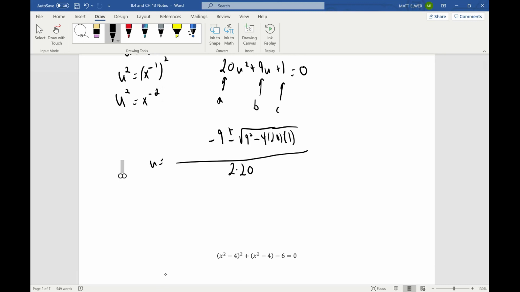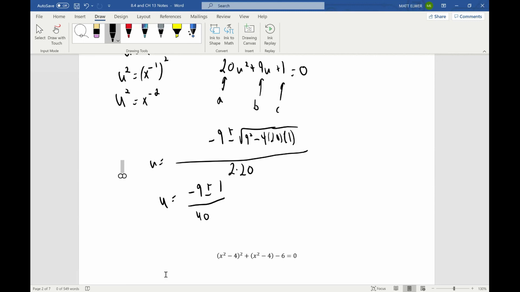So we get negative 9 plus or minus, notice that 9 squared is 81, minus 80 is 1, so we get the square root of 1, or just 1, all over 40. So this is my u.